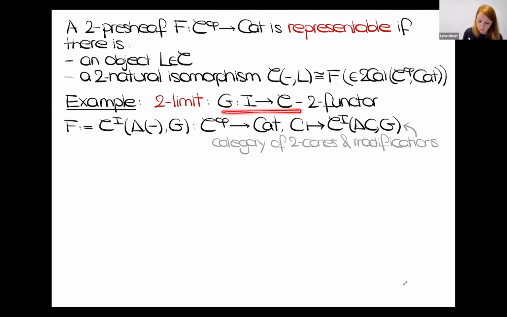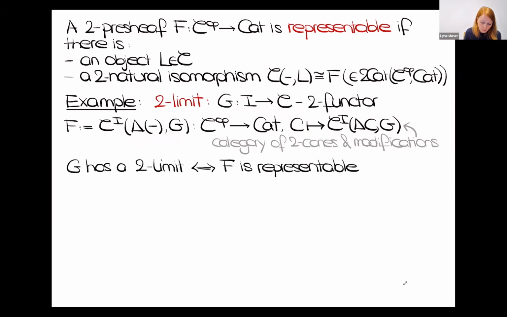You can start with a 2-functor, and then you can form a presheaf similar to the one that we had before, which sends an object C to the category of cones and modifications between them. So the category of 2-categories now is a free category. Between functors, we do have the whole structure of a category now. And so then you can define a 2-limit of G as an object that represents this 2-presheaf.